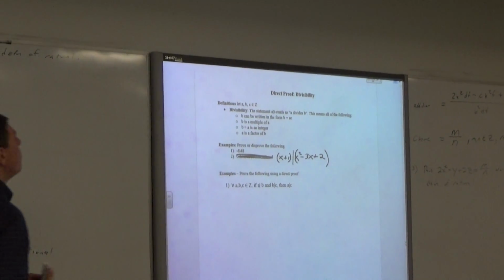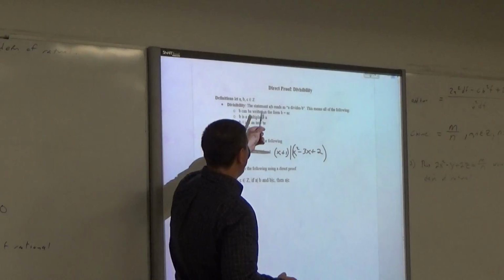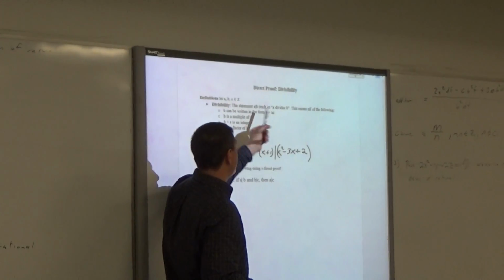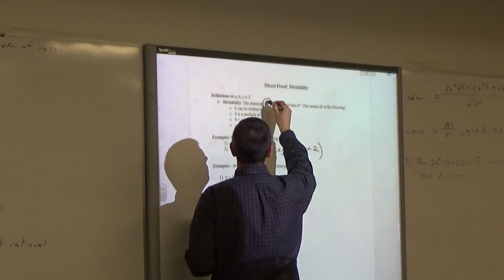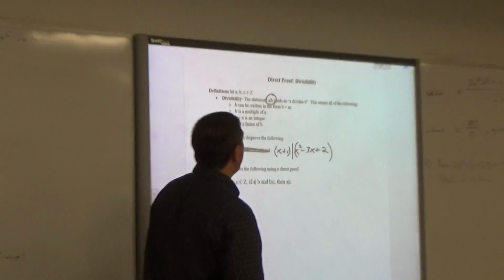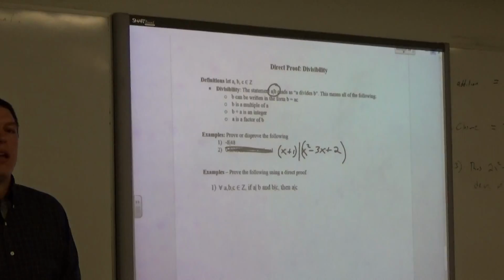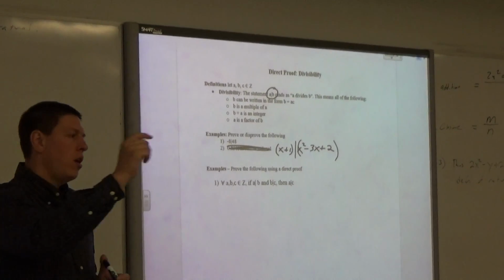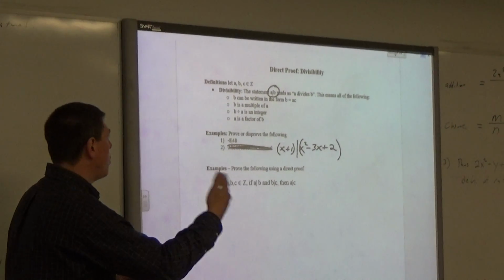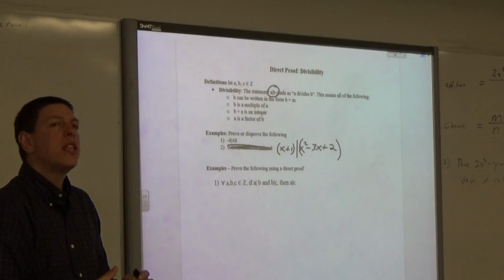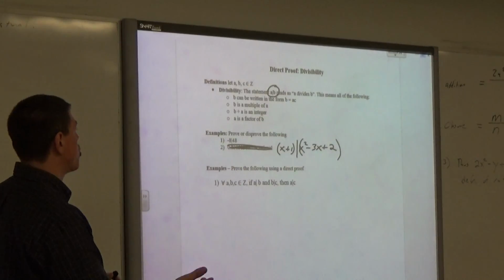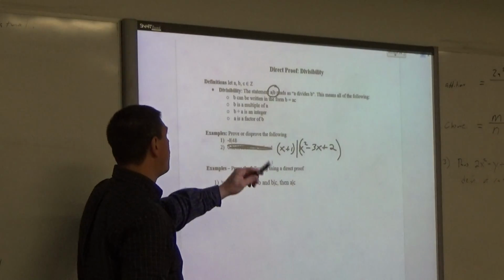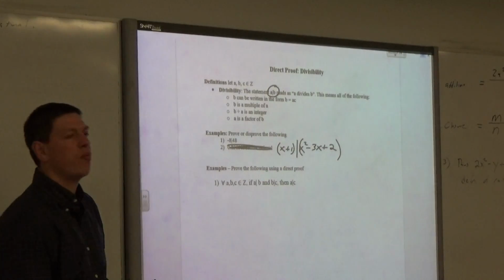If you ever see this statement, A divides B, this animal right here, we're going to be seeing this a lot. That means that B, if you divide it by A, is going to give you an integer. It means that you can write B as A times some sort of variable or integer value. It means that B is a multiple, and it also means that A is a factor of B.